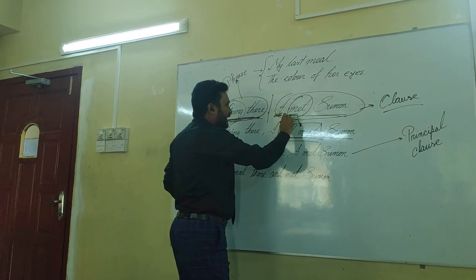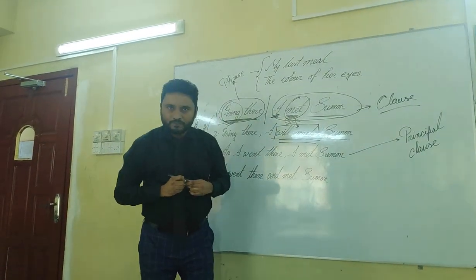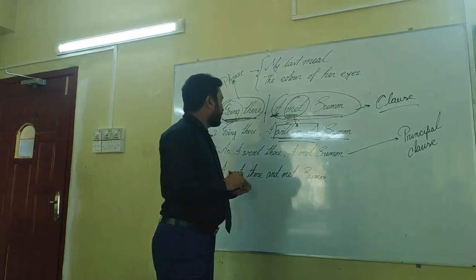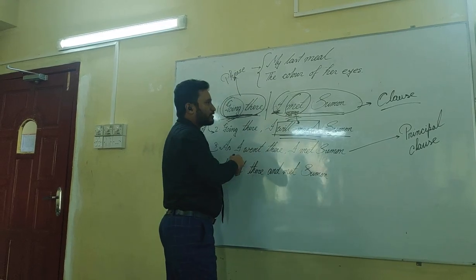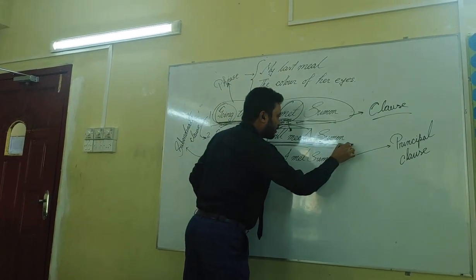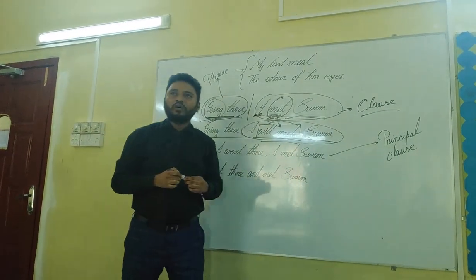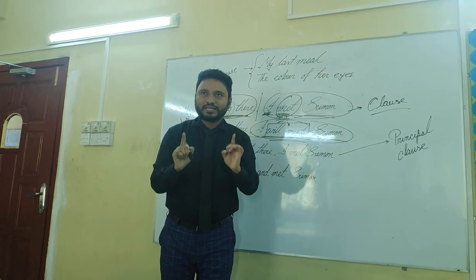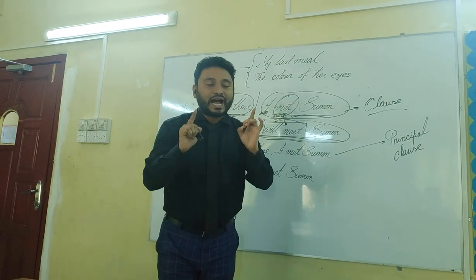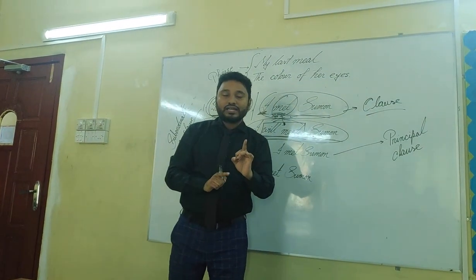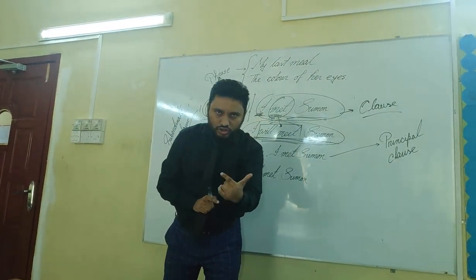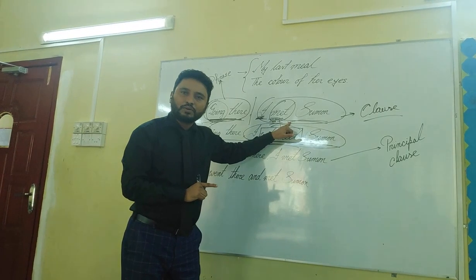If there is a subject and a finite verb, that is called a clause. If there is only one clause, that is called a simple sentence. Here, this is a simple sentence. Why? Because there is only one clause. This is also a simple sentence because there is only one clause. So, how will we understand a simple sentence? If there is only one clause, that is a simple sentence. How will we identify a clause? If there is a subject and a finite verb, that is called a clause. If there is only one clause, that is a simple sentence.